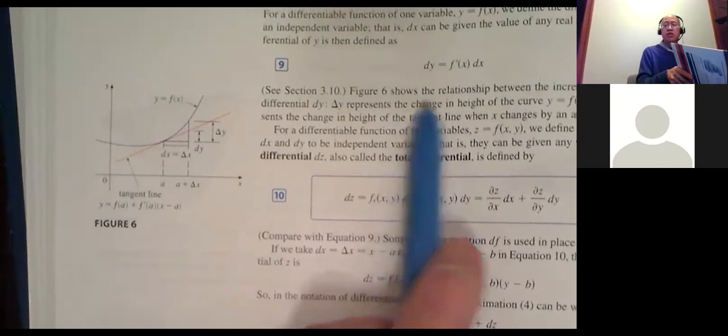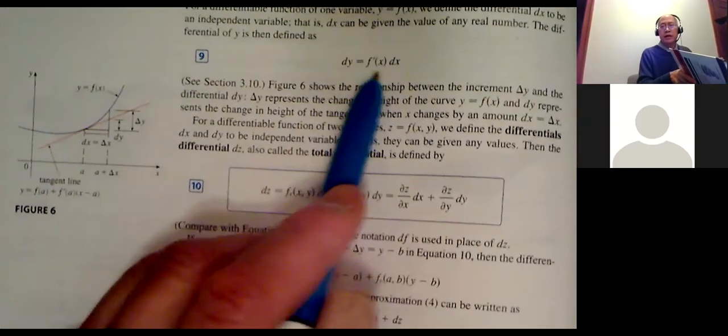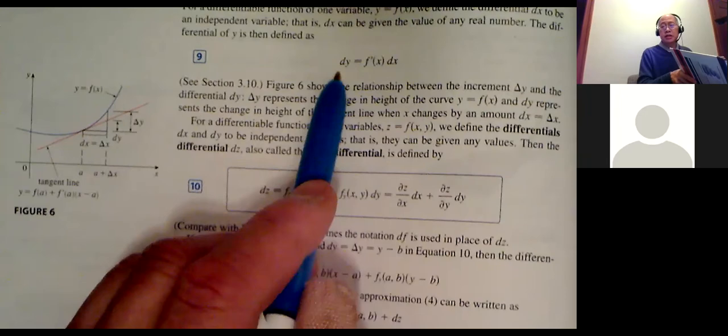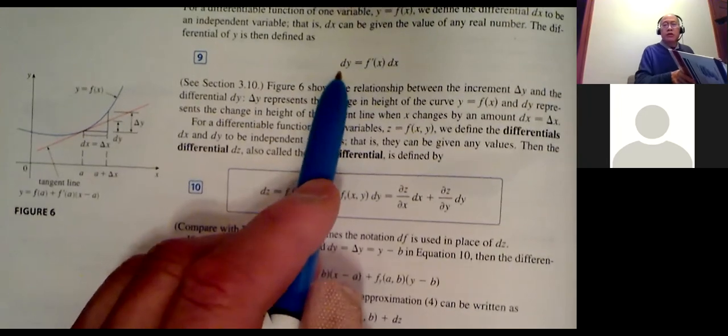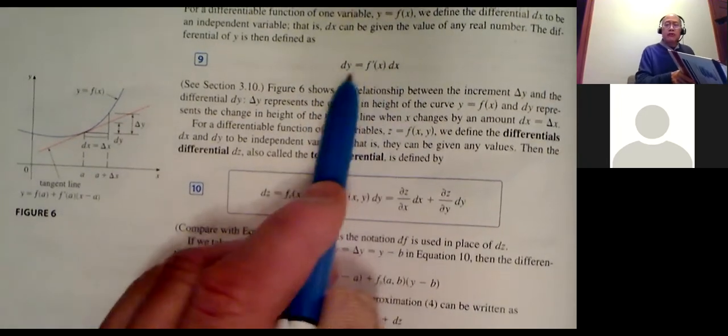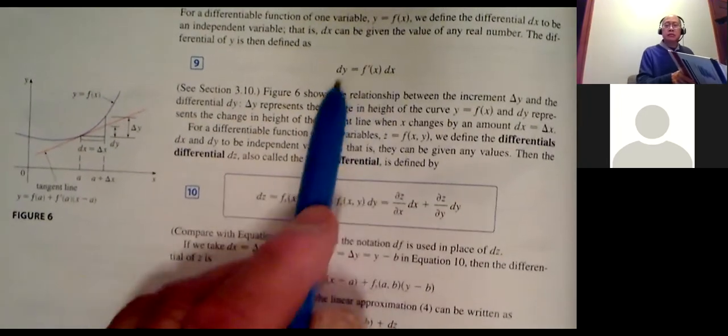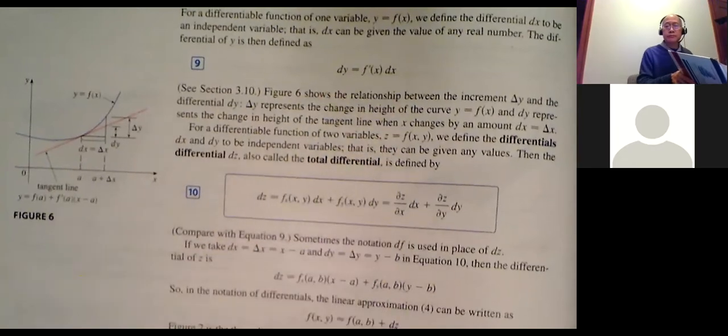So we had dy equals f prime of x dx. An easy way to remember that is to pretend it says dy/dx, the Leibniz notation. We already know dy/dx is f prime of x. If you multiply both sides by dx, so to speak, then it looks like that.